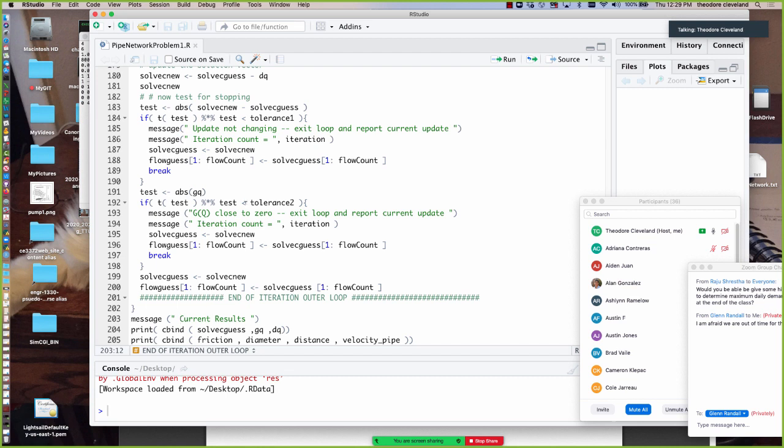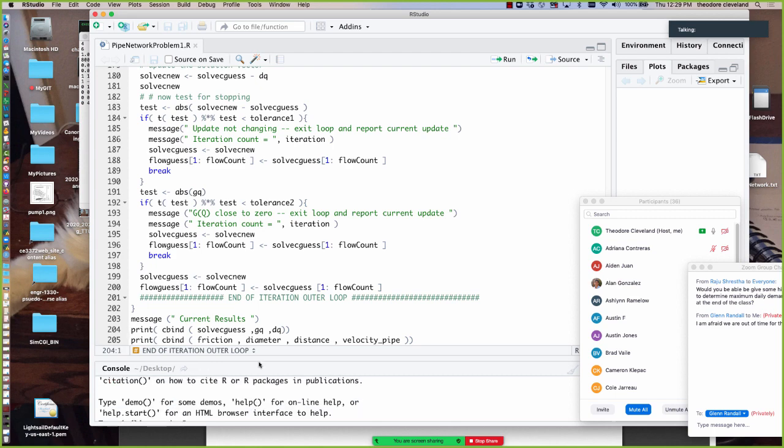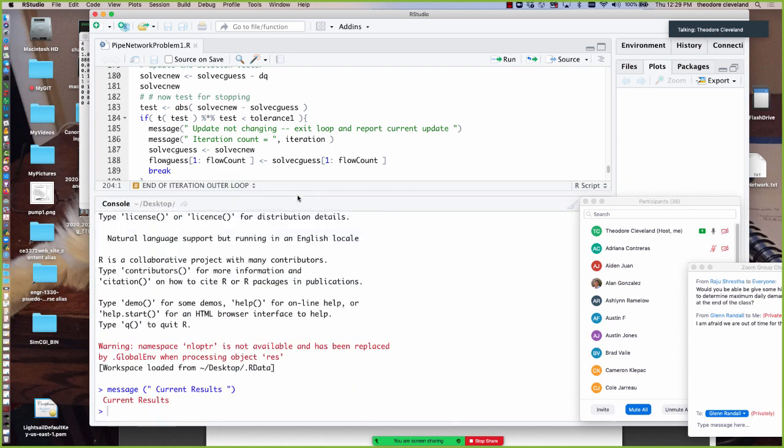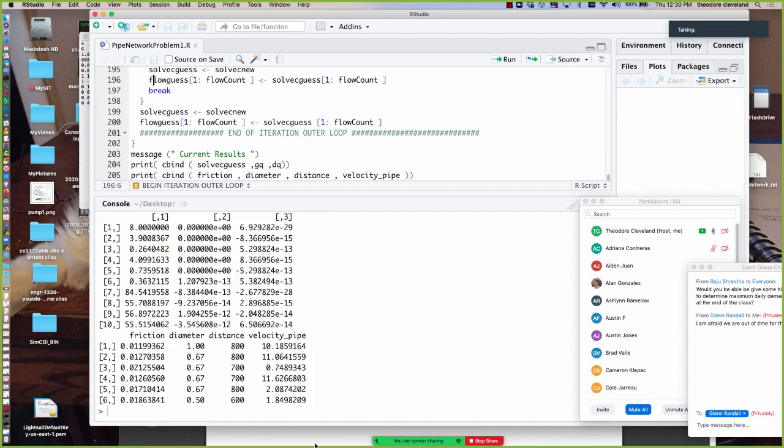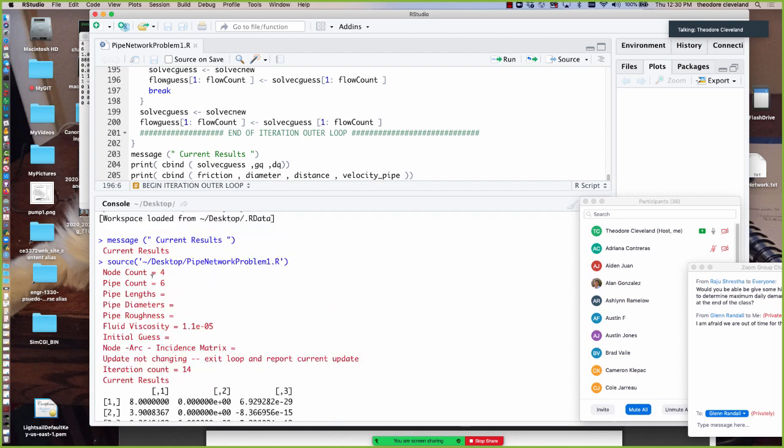So I'm going to go ahead and run this and hope it actually works. Pretty interesting. No output. Oh, my bad. I clicked the wrong button. There we go. And so now it has done all those calculations for the network, and here's what it reports back to us.